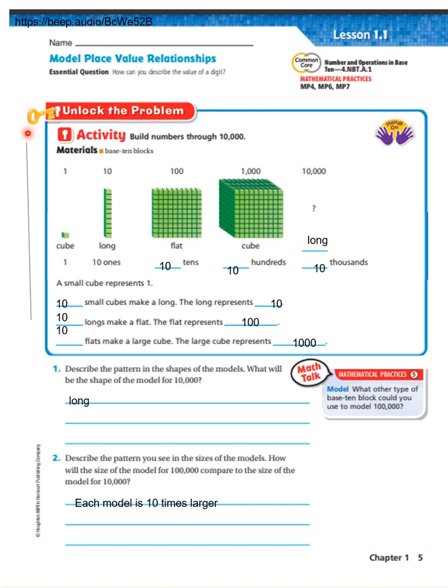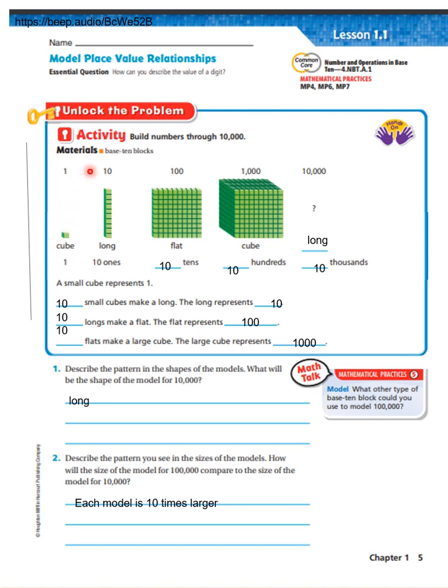Unlock the problem. Activity. Build numbers through 10,000. Your materials you'll need are your base 10 blocks. So if you have your base 10 blocks with you at home, go ahead and get them out because you will definitely need them. Okay, we start with 1, a cube. A cube is worth 1.